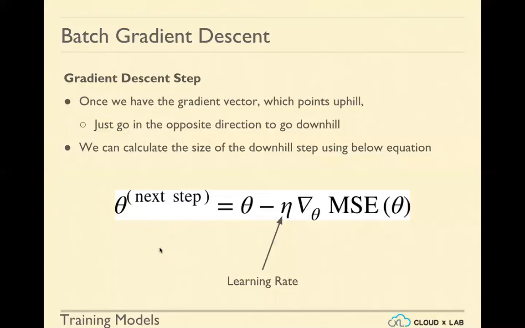So this is the next step, and we are going to compute this for all of them together. In a single step, we compute all of the thetas from the previous value of theta by subtracting their corresponding slopes multiplied by the learning rate. The learning rate is the same for all of the thetas.